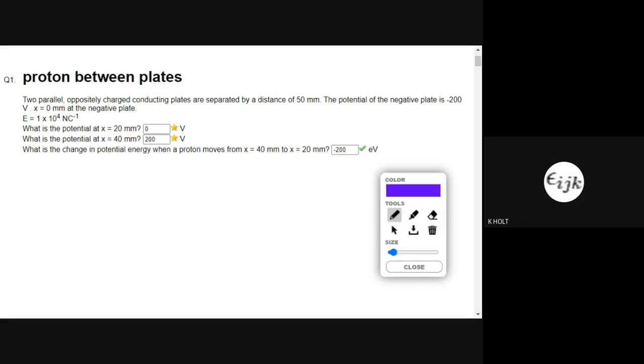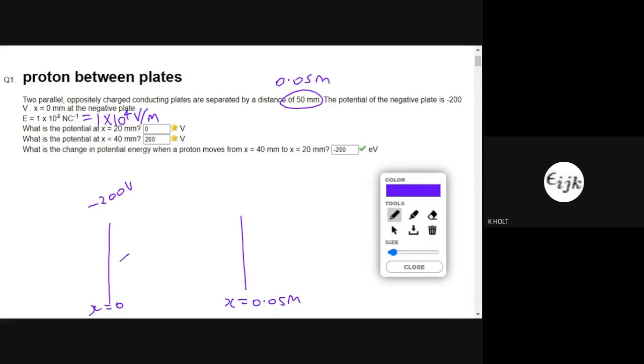Okay, let's start with the electric field, which is 1 times 10 to the 4 newtons per coulomb, but that can also be expressed as 1 times 10 to the 4 volts per meter. So for every meter, there's a change in 10,000 volts. Distance here is 0.05 meters. We'll have a minus 200 volts at x equals 0, and then another plate at x equals 0.05 meters.